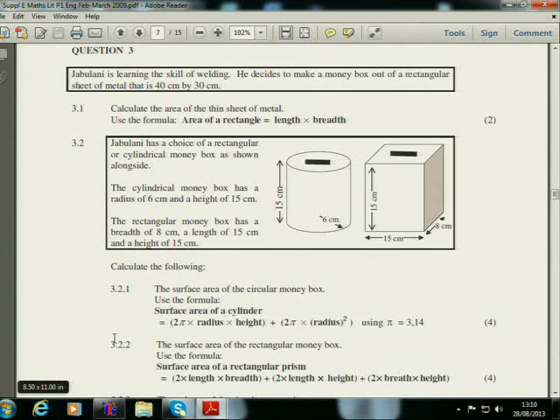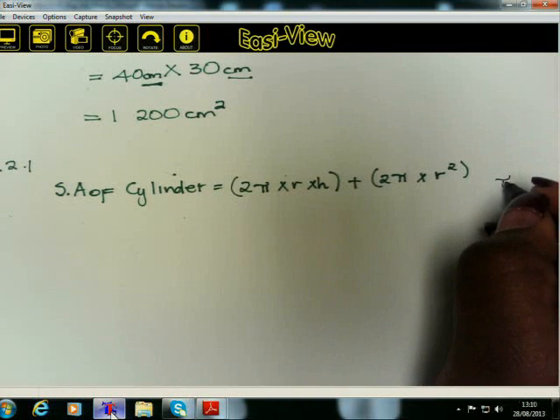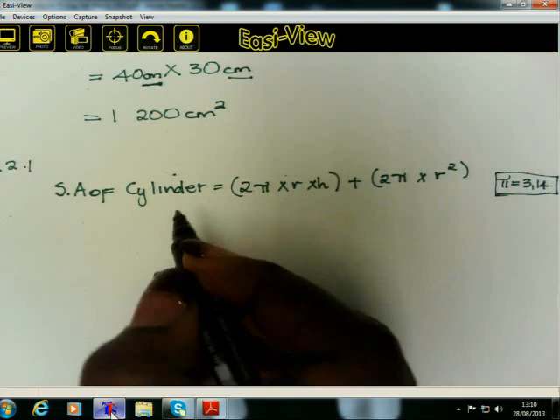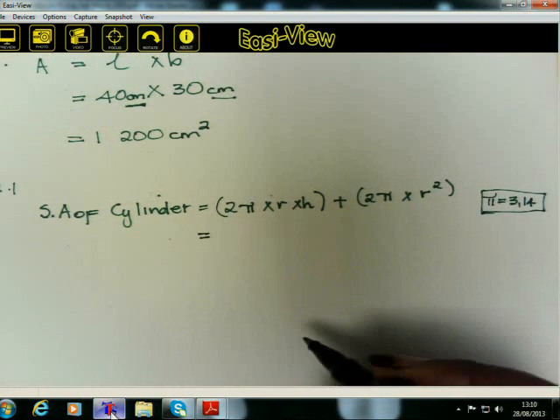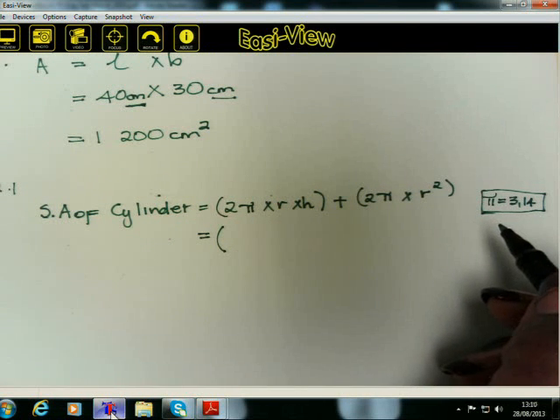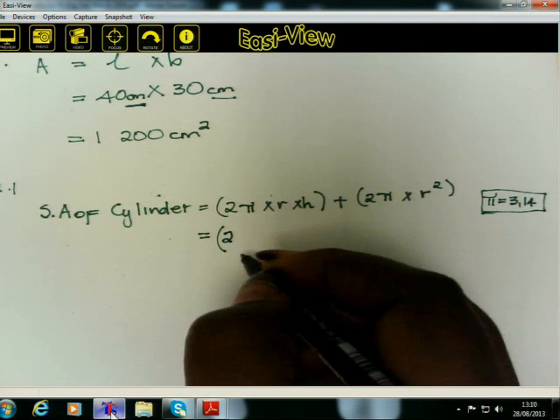And we are also told that we must use pi as 3,14. So wherever we see pi, we must substitute it with 3,14. Let us go back and substitute. We must open the bracket as the formula is indicated, and we can find a 2 in our calculator, so we will replace that with a 2.